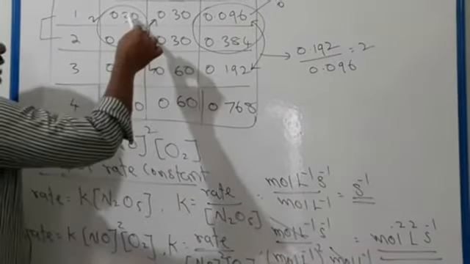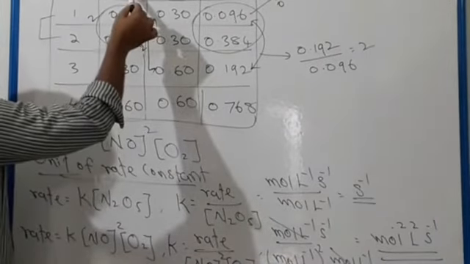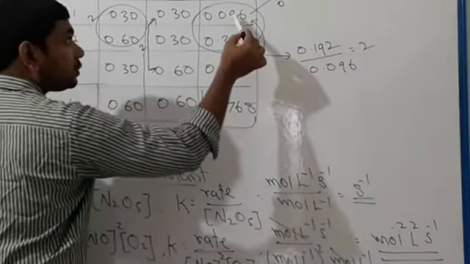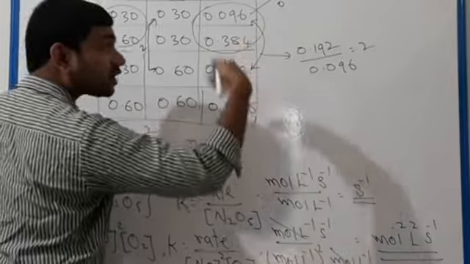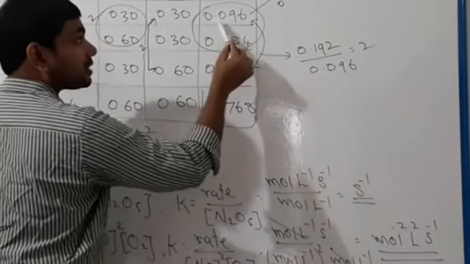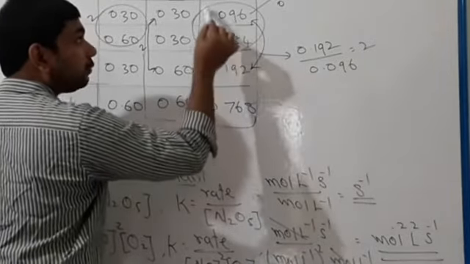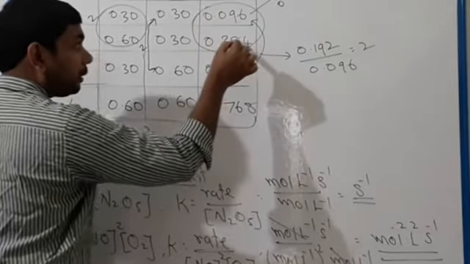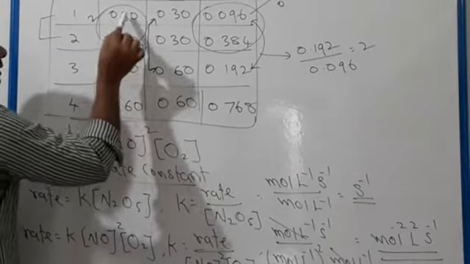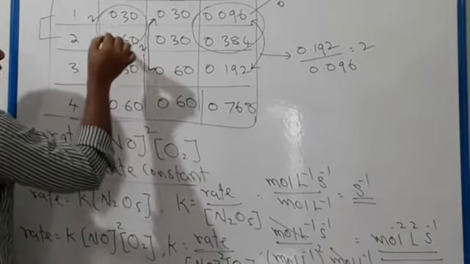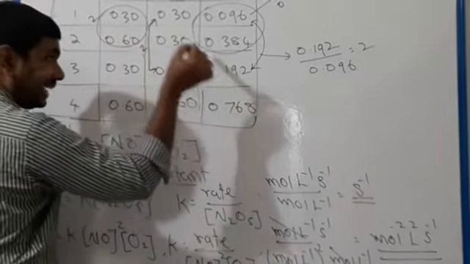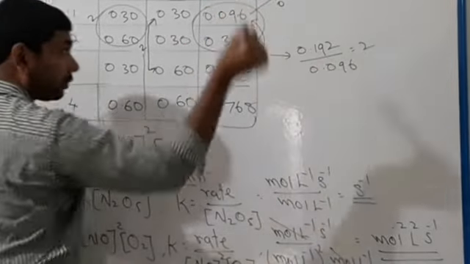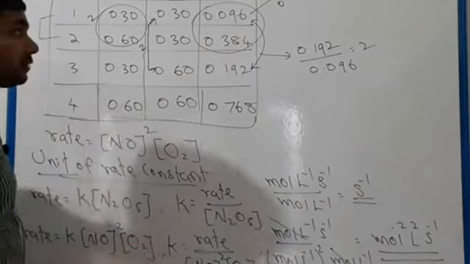So here when you change the concentration of NO twice, the rate of reaction changes 4 times. Before it was 0.096, when you multiply this with 4 you will get this one. When you multiply this number with 2 you will get this one. At the same time the rate of reaction you have to multiply with 4. What is the meaning of this?